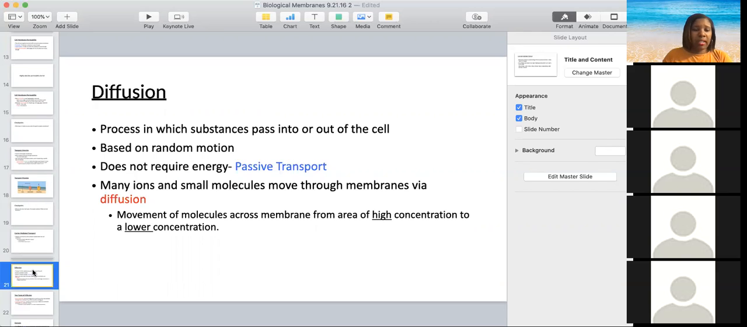So many of the ions and other small molecules that need to get inside the cell, they do so by way of diffusion. Diffusion, by definition, is the movement of molecules across membranes from an area of high concentration to lower concentration. So the goal here is to try to reach some kind of equilibrium. Those substances will continue to move from an area of high concentration to a lower concentration. You need to know that definition of diffusion.